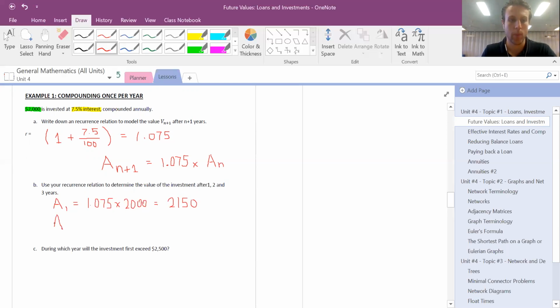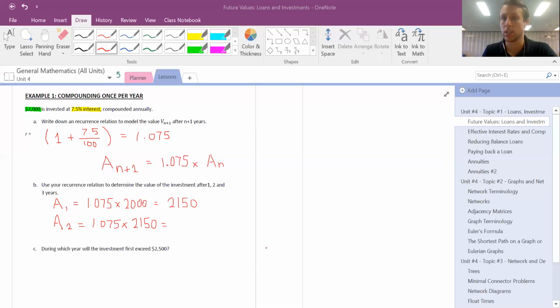Now, this is why compound interest is so great. If I'm looking for the second year, I'm going to do the same process, 1.075, but I'm going to multiply it by how much my money is worth at the first year, because I'm now using the recurrence relationship to get the next year after it. So my value is now 2,150. And if you already got that saved onto your calculator, you can hopefully just do answer times 1.075.